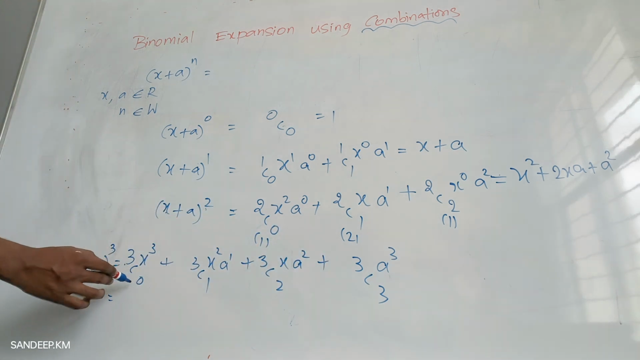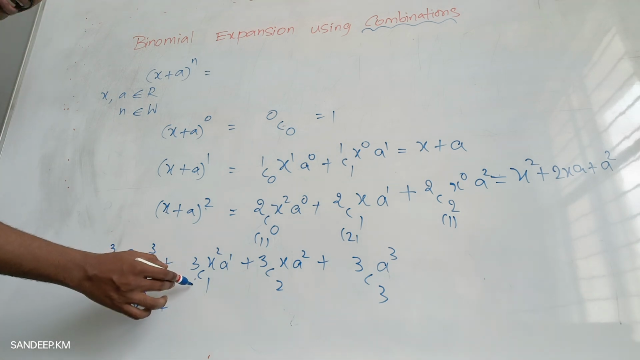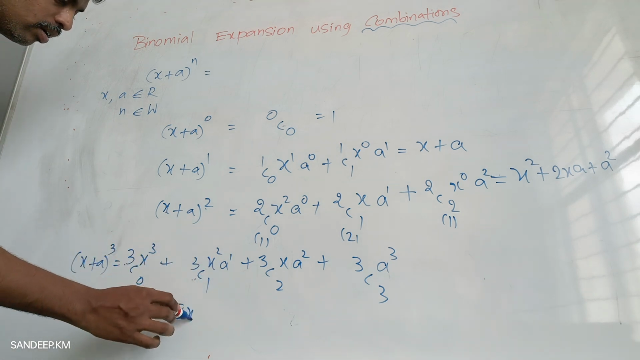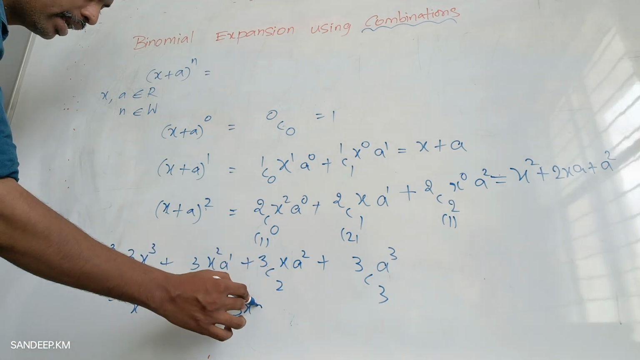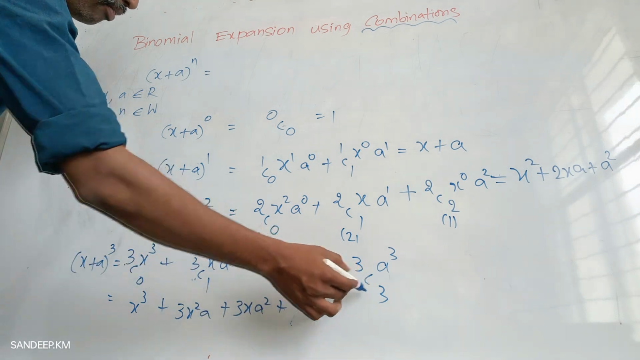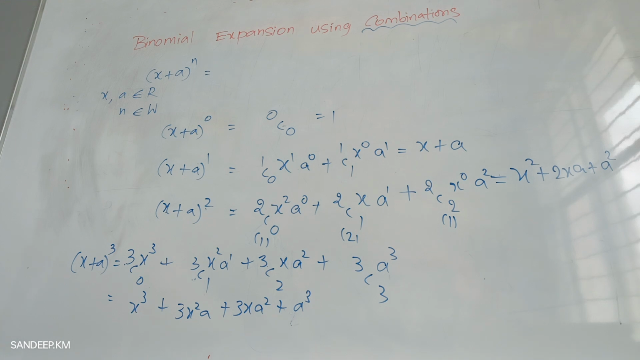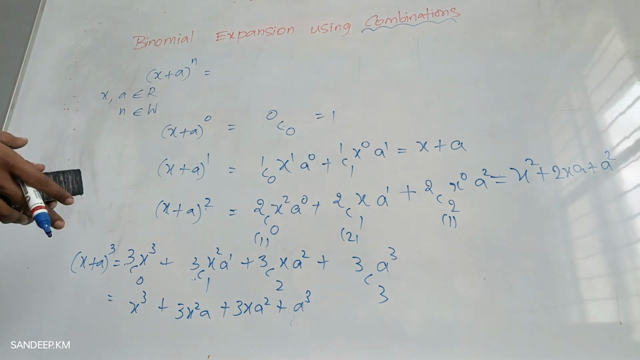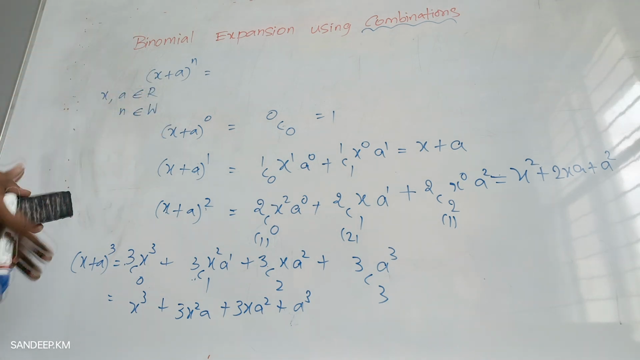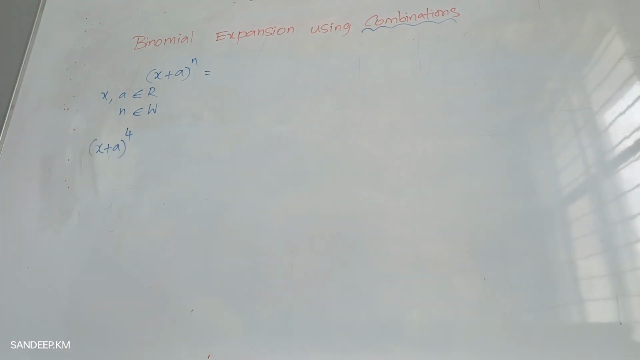So the value of 3c0 is 1, 1 into x cube is x cube, this is 3 into x square a. Next, this is also 3 into x a square, and 3c3 value is 1 into a cube, which is a cube. So x plus a whole cube expansion is this. Okay, so you first write what is x plus a whole power 4 expansion and x plus a whole power 5 expansion, and then check whether you are correct or not from the board.